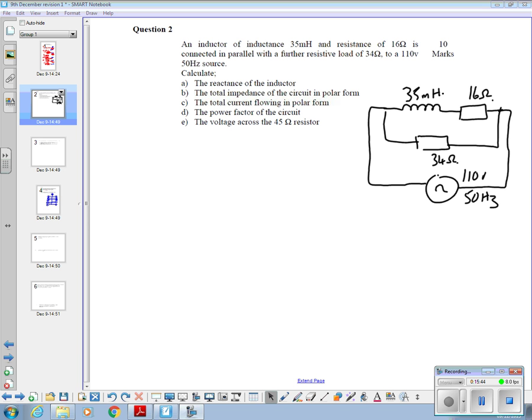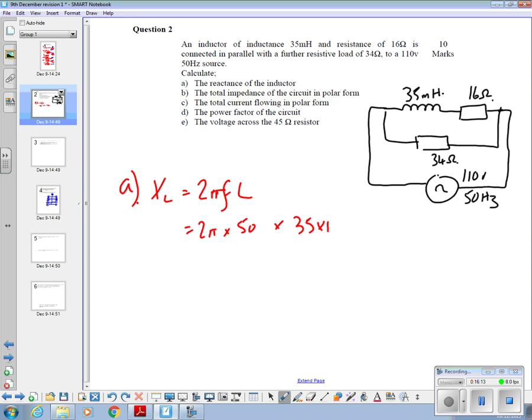Really useful. So reactance of the inductor, Dan. 2 pi f L. So that's 2 pi times 50 times 35 times 10 to the minus 3, and the answer is 0.228. 0.22 ohms. Everyone agree with that?